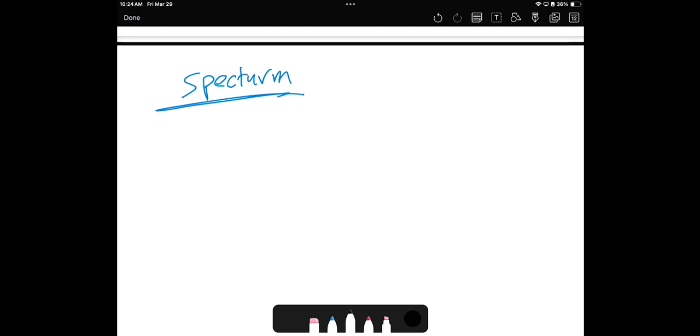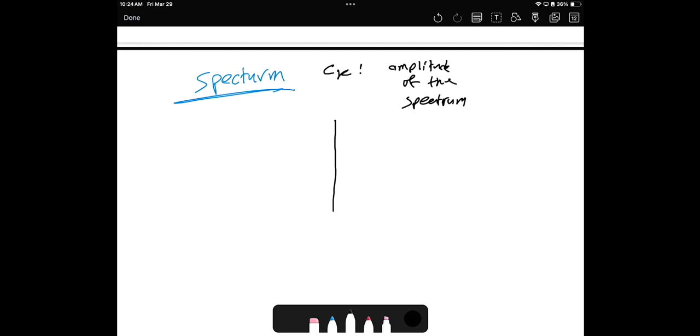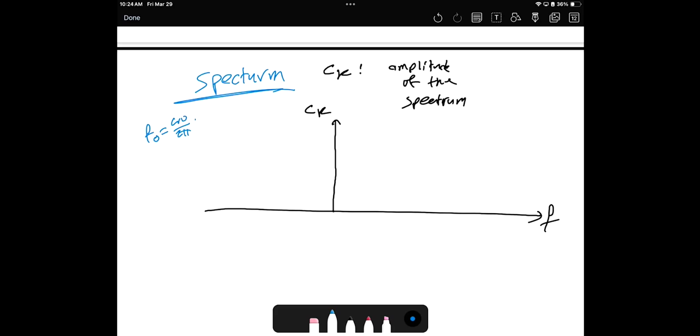Okay, what do I mean by spectrum? How does it look? Basically, you can say this is the frequency, this is CK. We know the frequency as omega over 2 pi, or in other words, 1 over the period. So we can say for a certain amount of signal at f0, this is the magnitude. At 2 times f0, this is the magnitude. At 3 times f0, this is the magnitude. And so on.